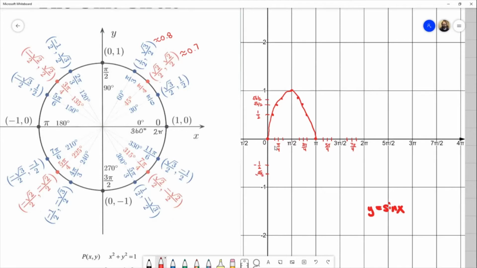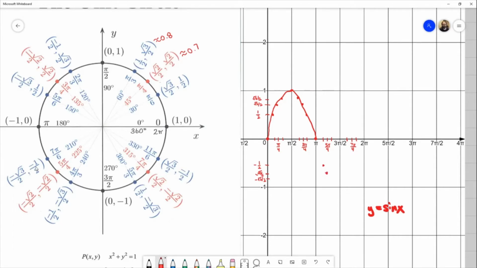And negative root 3 over 2. Right, so the next tick mark up corresponds to the angle 7 pi over 6. The y coordinate there is negative 1/2. At 5 pi over 4, the point that corresponds to the angle 5 pi over 4 has y coordinate negative root 2 over 2. Get that point plotted.